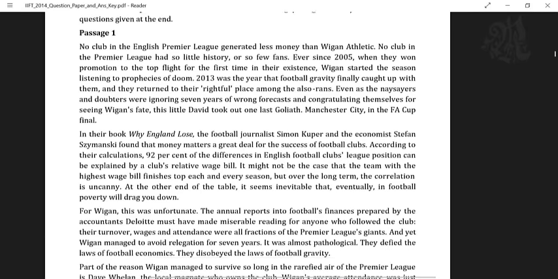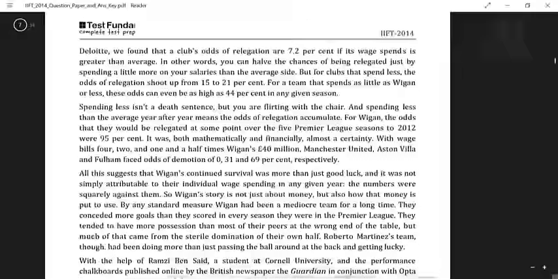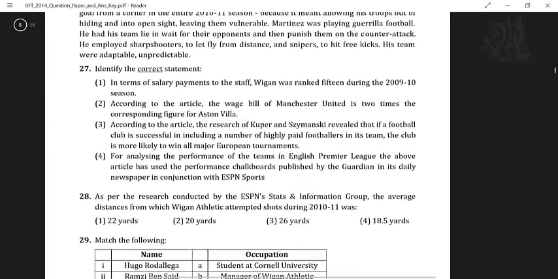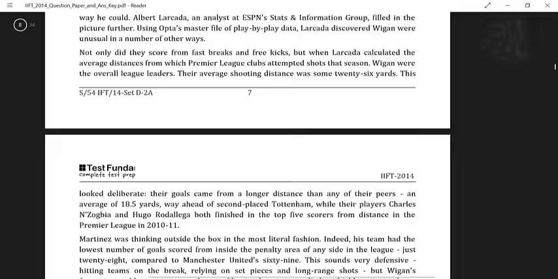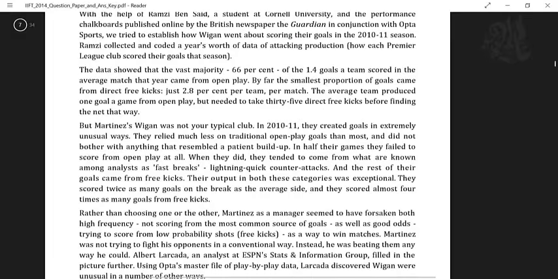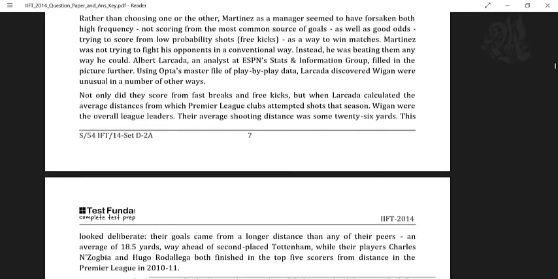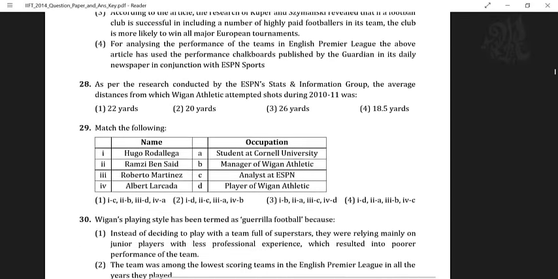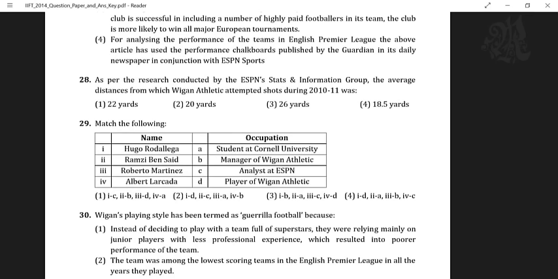Now when it comes to section 2, there is an RC here. It's a big one. The bigger the RC is, the more definitely you should attempt it. It will be a fact-based RC. Look at the first question: correct statement, which means you just have to use facts and find the correct statement. Match the following is given in the RC. Just to match.